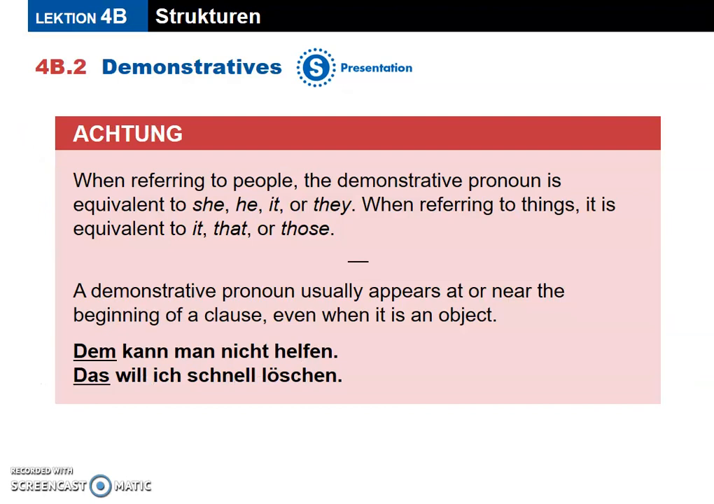The next slide cautions us that when we talk about people, the demonstrative pronoun is the equivalent to he, she, it, or they. And when we refer to things, it's the equivalent to it, that, or those. And so we take a look down at the bottom. It says it usually appears at or near the beginning of a clause or a sentence, even when it is an object, as we saw on that last slide.